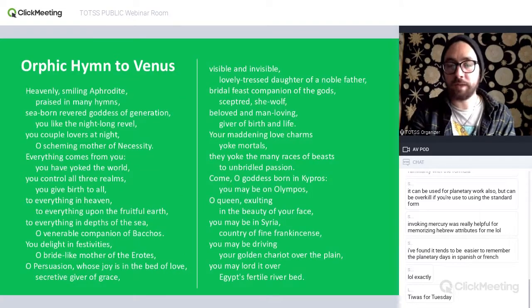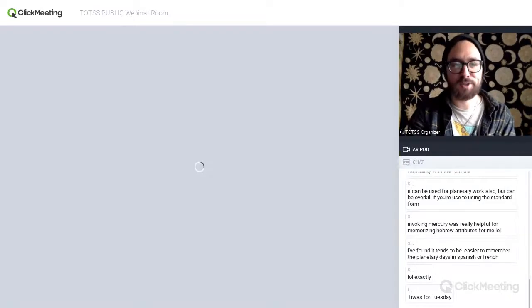And actually, the Orphic hymn to Venus is quite long. It's really lovely. I really like this hymn, but it's quite long and goes on to 2 slides.